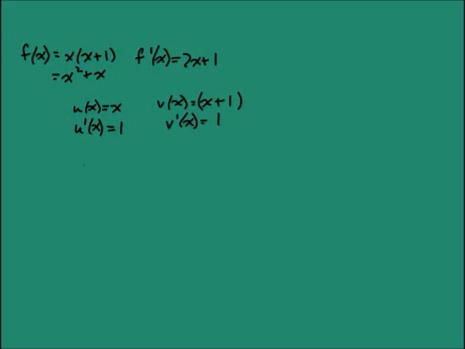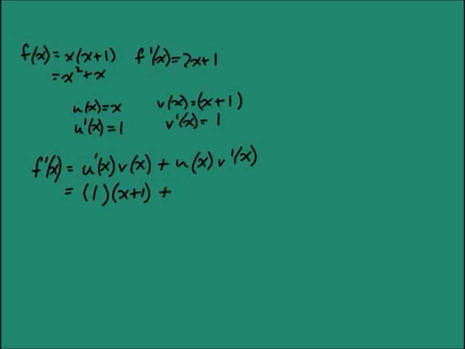and then from this formula, derivative of u times v plus u times the derivative of v should equal the derivative of f. So let's do it. We've got 1 multiplied by v, which is x plus 1, plus u, which is x, multiplied by the derivative of v, which is 1. So x plus 1 plus x, 2x plus 1. And yes, it works.